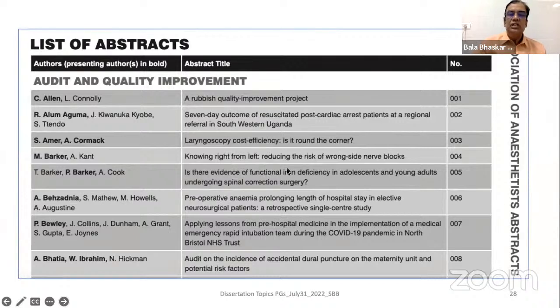It's not wrong. And look at the final topic: audit on the incidence of accidental dural puncture on the maternity unit and potential risk factors. So very simple. These are some of the things which we are not able to take up or not seen frequently. I will touch upon this later also.